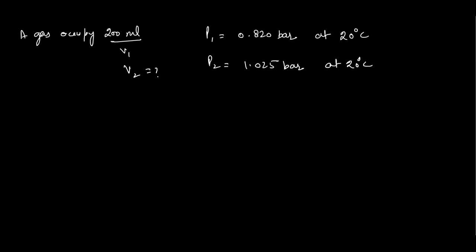This is a simple question. We know that P1 into V1 is equal to P2 into V2. So from that we can find the value of V2. So what would be the value?